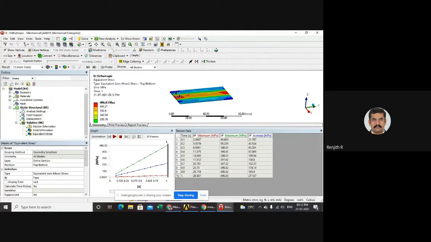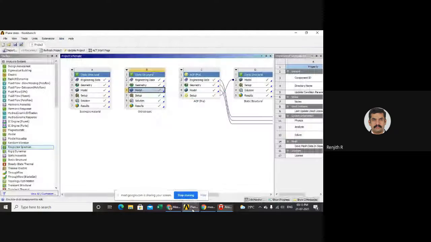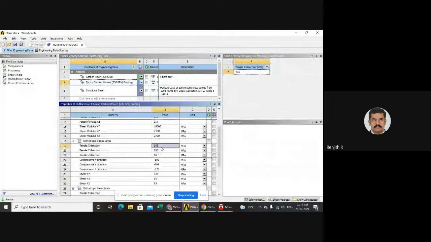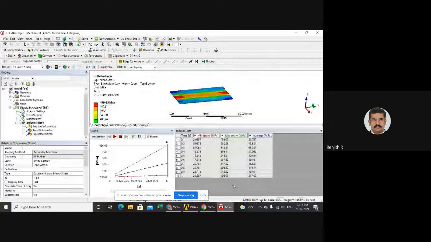If it is an actual design, if you want to use it for any industrial applications, if you provide some strengthening concepts like a stiffener or something in this area, you can easily make it safe. Obviously, if the material is carbon fiber, you don't have to worry about this 496 because its orthotropic stress limit is, I think, 805 MPa. If you go to the orthotropic stress limit, you can see it's 805, so it's far below our limit. So obviously it is safe, but if you want to increase the factor of safety, you can provide some extra features here. That's how the design proceeds.